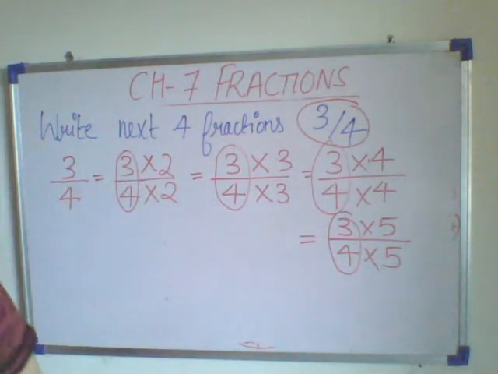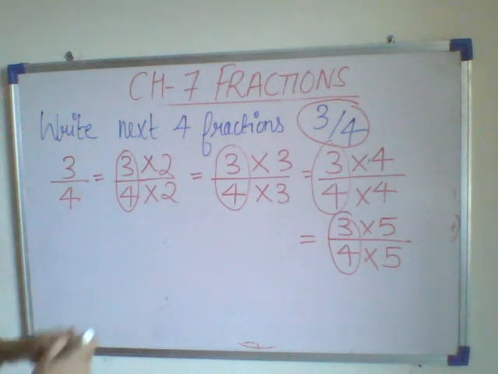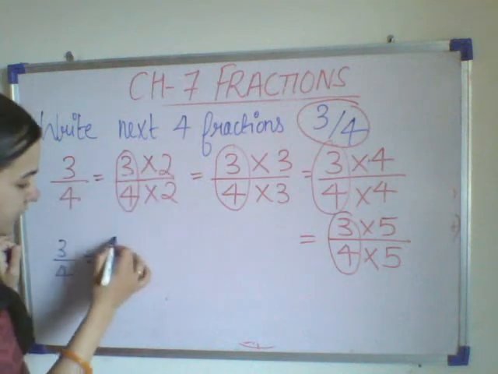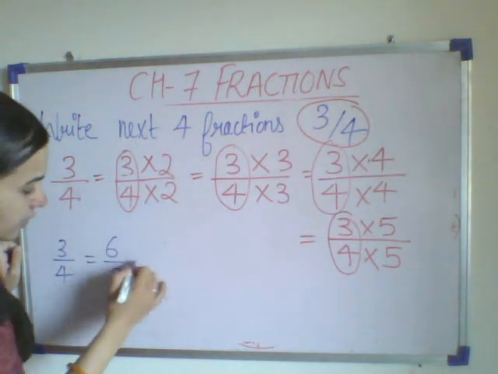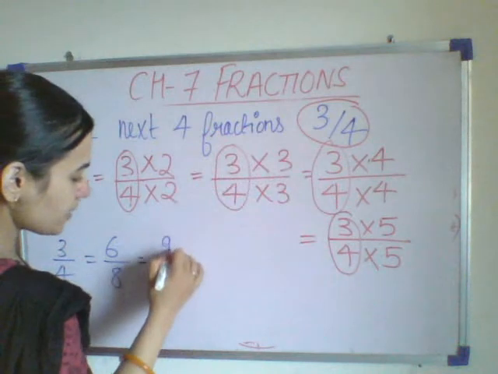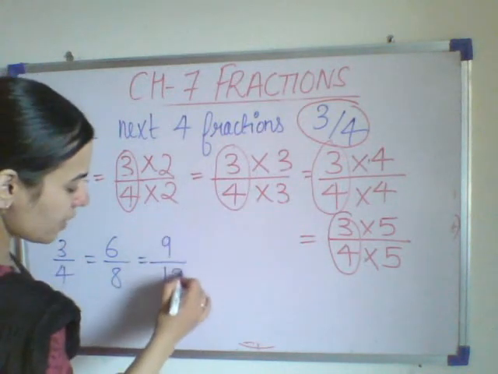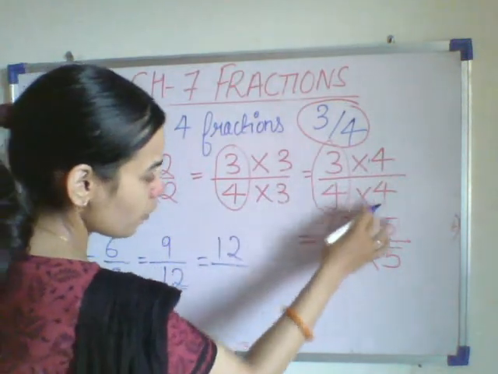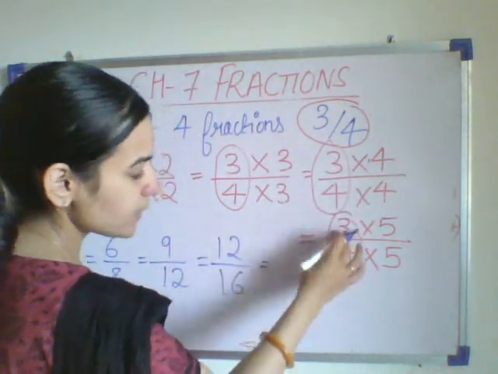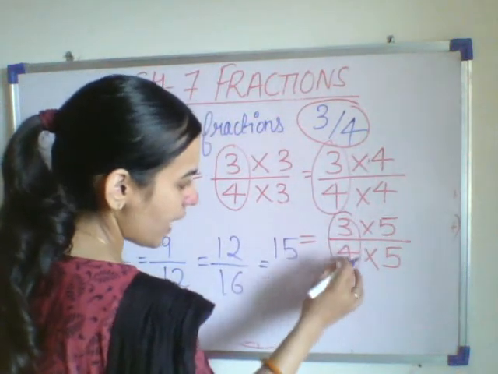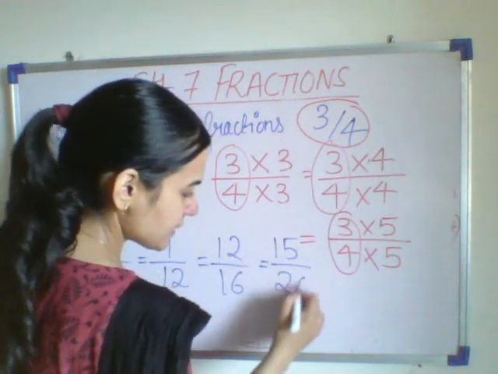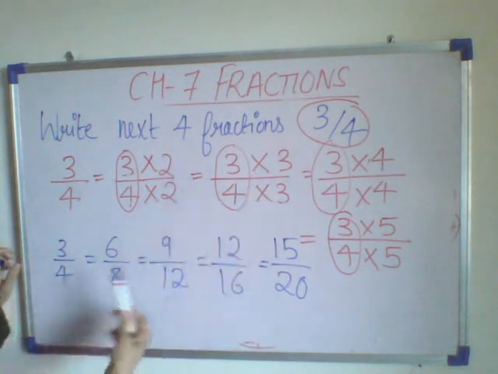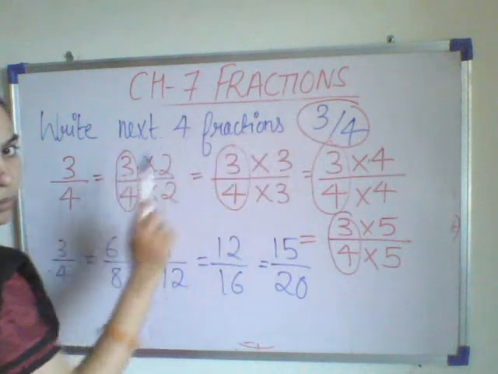So now let us write our answer. First is 3 by 4. I have written 3 by 4 as it is. 3 2s are 6, 4 2s are 8. Next is 3 3s are 9 and 4 3s are 12. Then 3 4s are 12 and 4 4s are 16. Next 3 5s are 15 and 4 5s are 20. So these are the next 4 equivalent fractions of 3 by 4.